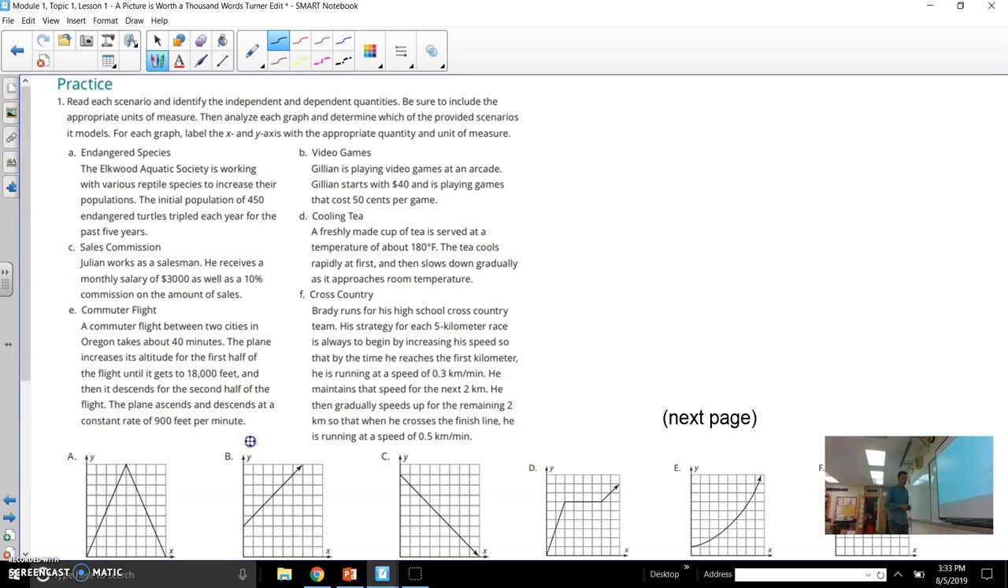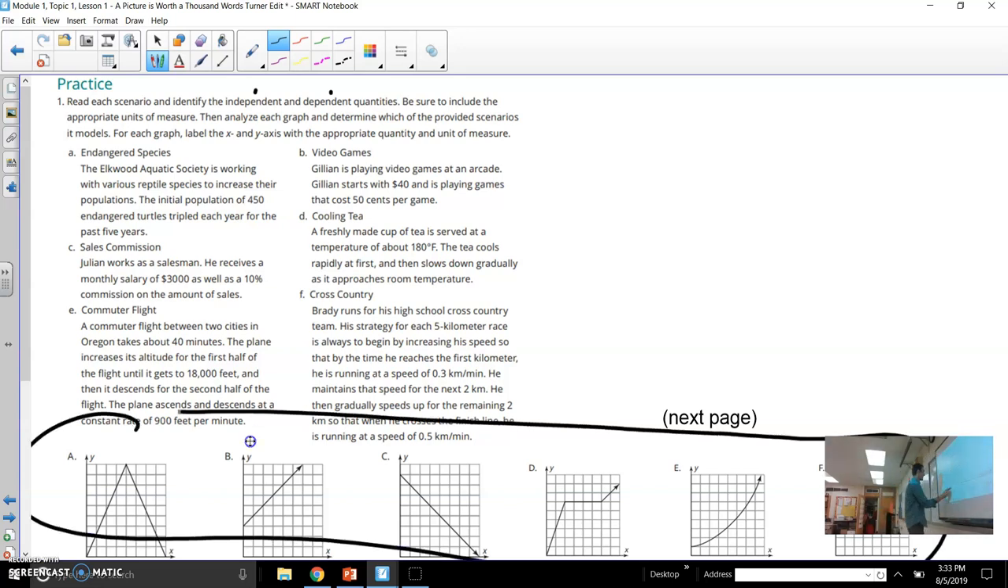So this is what your page looks like as soon as you look at it. At the very top, it says practice. We're going to read each scenario, identify independent and dependent quantities in the question. And then we're also going to look for each graph that corresponds, A through F. D, E, and F are on the next page. If you don't see them, just flip over, and we'll be using those as well to figure out which of these scenarios go with which of these 6 graphs. And we're also going to do some labeling, like I said, on the X and Y axis, just to make sure that we understand how that all works.